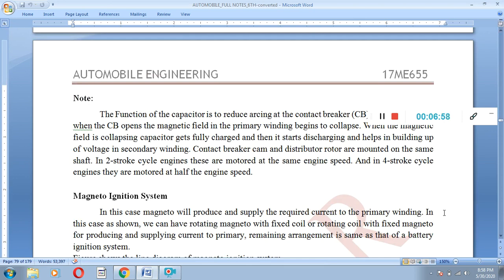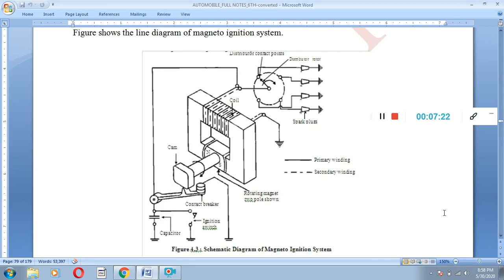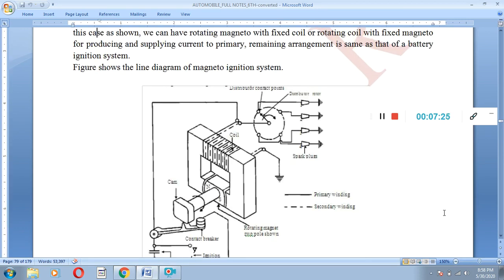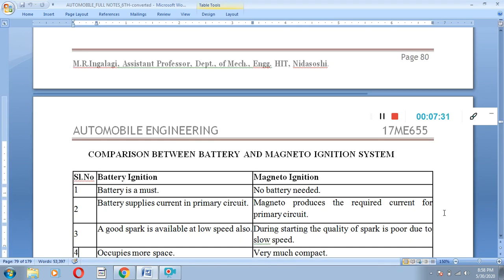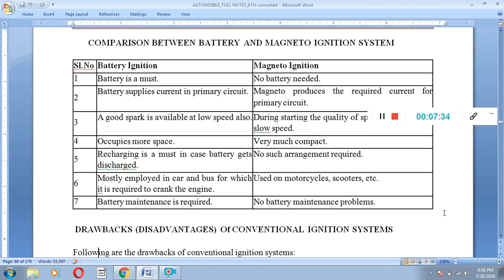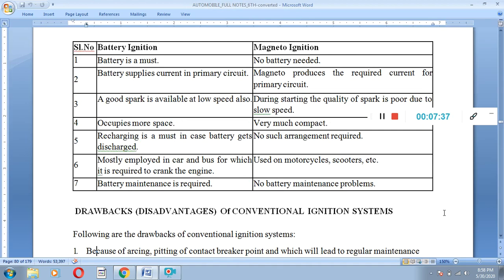Magneto will produce and supply the required current to the primary winding. In this case, as shown, we can have a rotating magnet with a fixed coil, or a rotating coil with a fixed magnet, for supplying current to the primary. The remaining arrangement is the same as that of the battery ignition system. So just as the battery ignition system works, this will also work. Here you have the differences between the battery ignition system and the magneto ignition system, which you may observe.